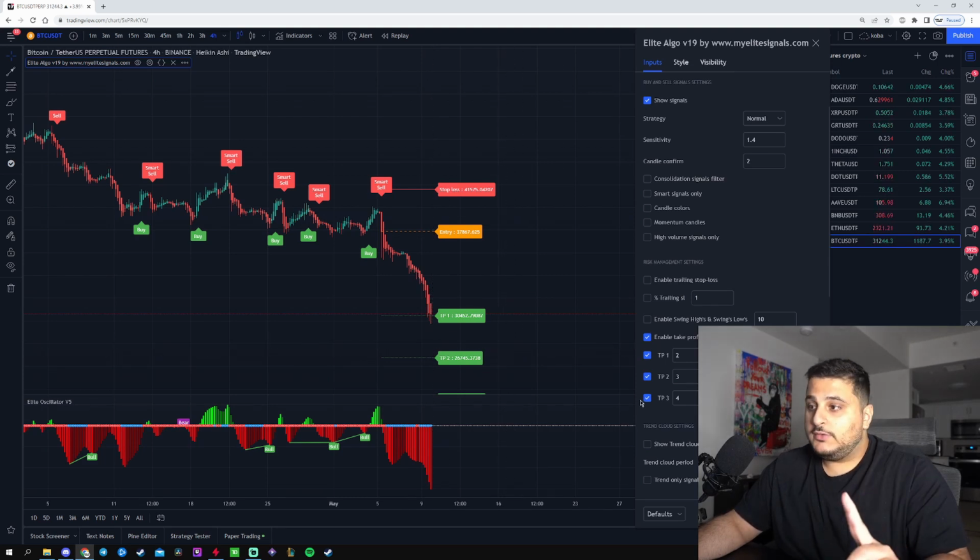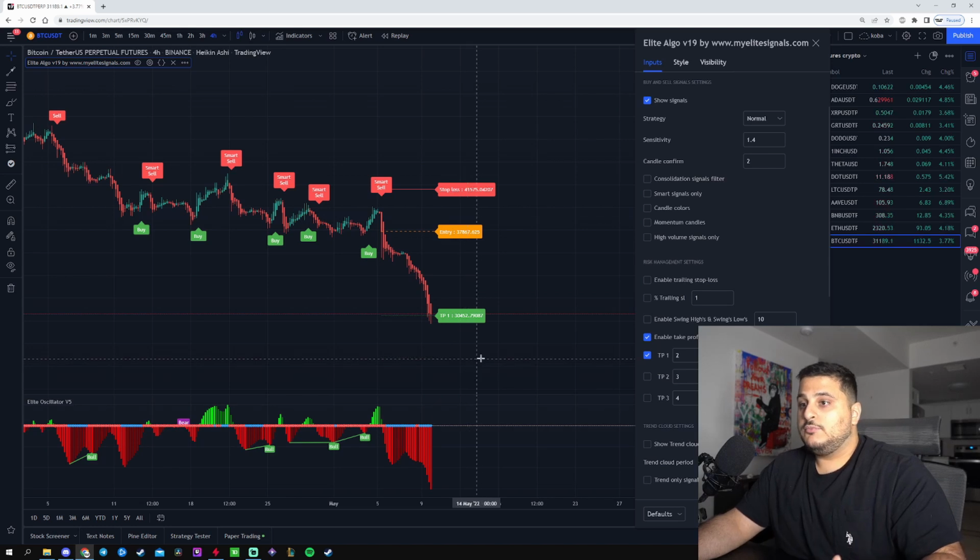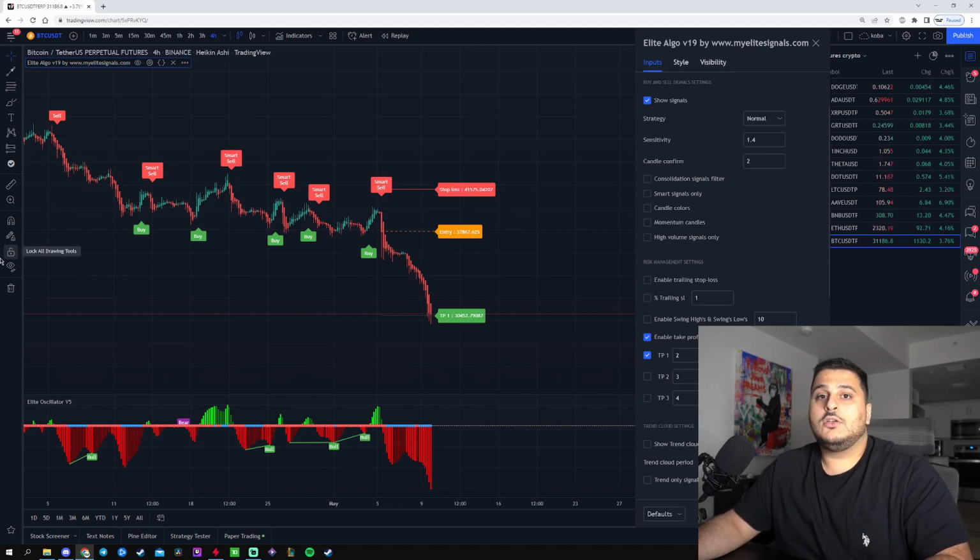Or if you just want to have one take profit, you can just uncheck these, and you can see that it's going to remove the bottom 2 take profit levels here on this short trade. And very simple, it's going to look like that.